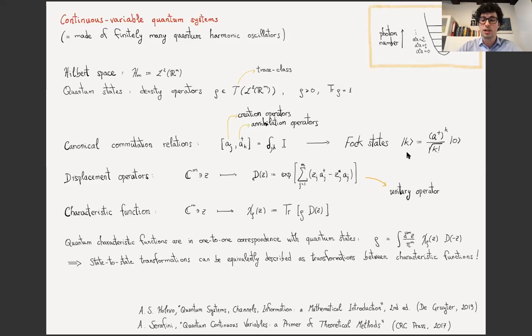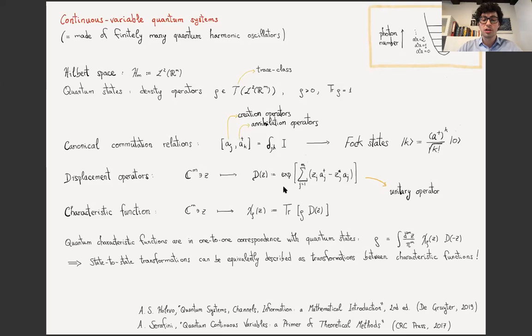In terms of those, you can construct Fock states, which are exactly these energy levels. They are defined, say, for a single system, so I have no index here because it's just a single mode. You apply to the vacuum state, which is a special state, the ground state of this Hamiltonian, the creation operator k times, and then normalize the resulting state.